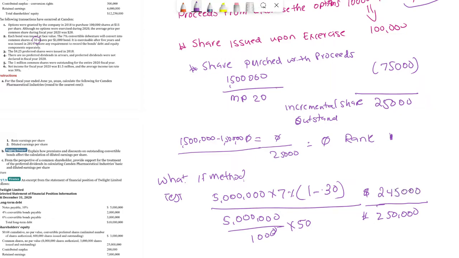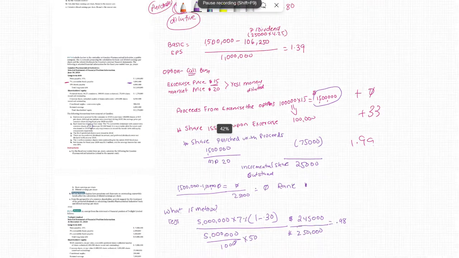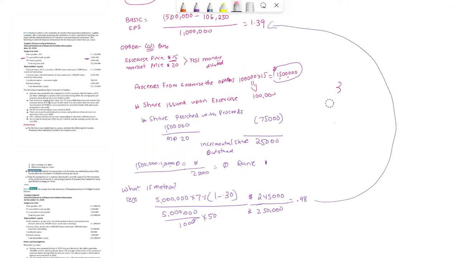245,000. And when I did that, I get your earning per share, which is going to be 0.98. So when you do that, you're going to compare it to what? You compare it to basic earning per share, which is lower. If it's lower, it is dilutive. So it is dilutive.